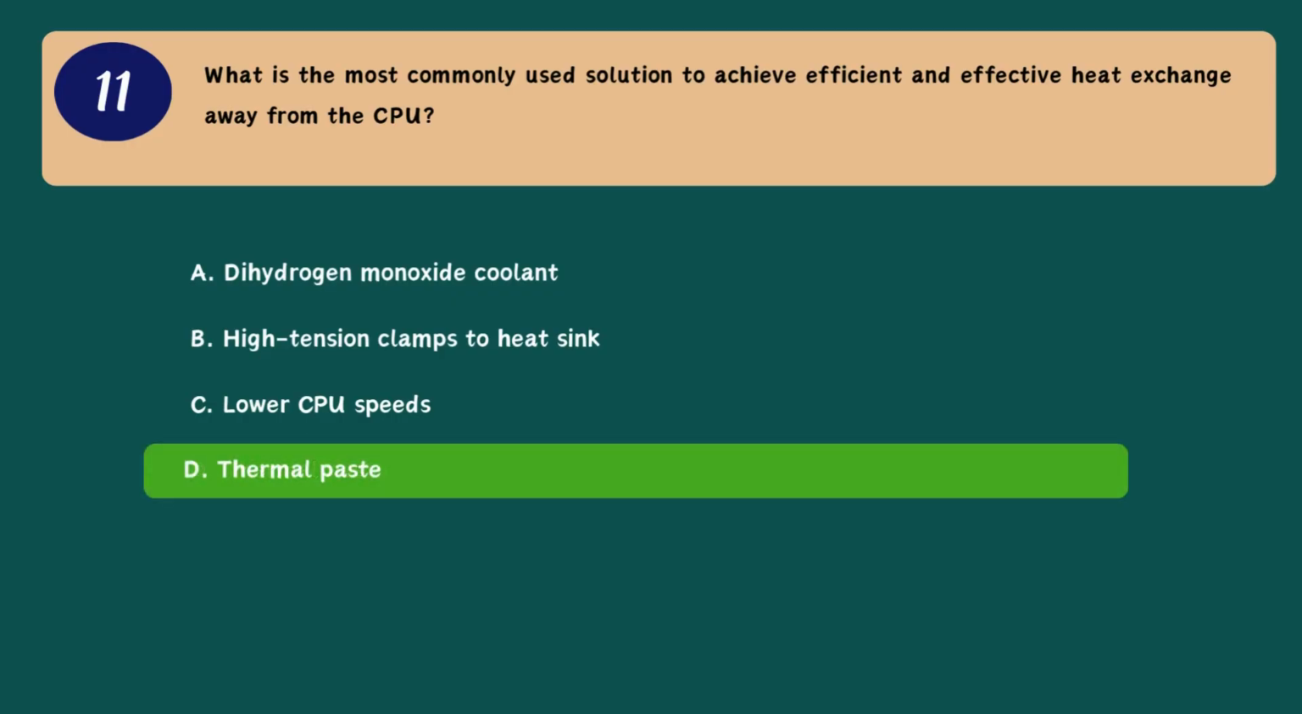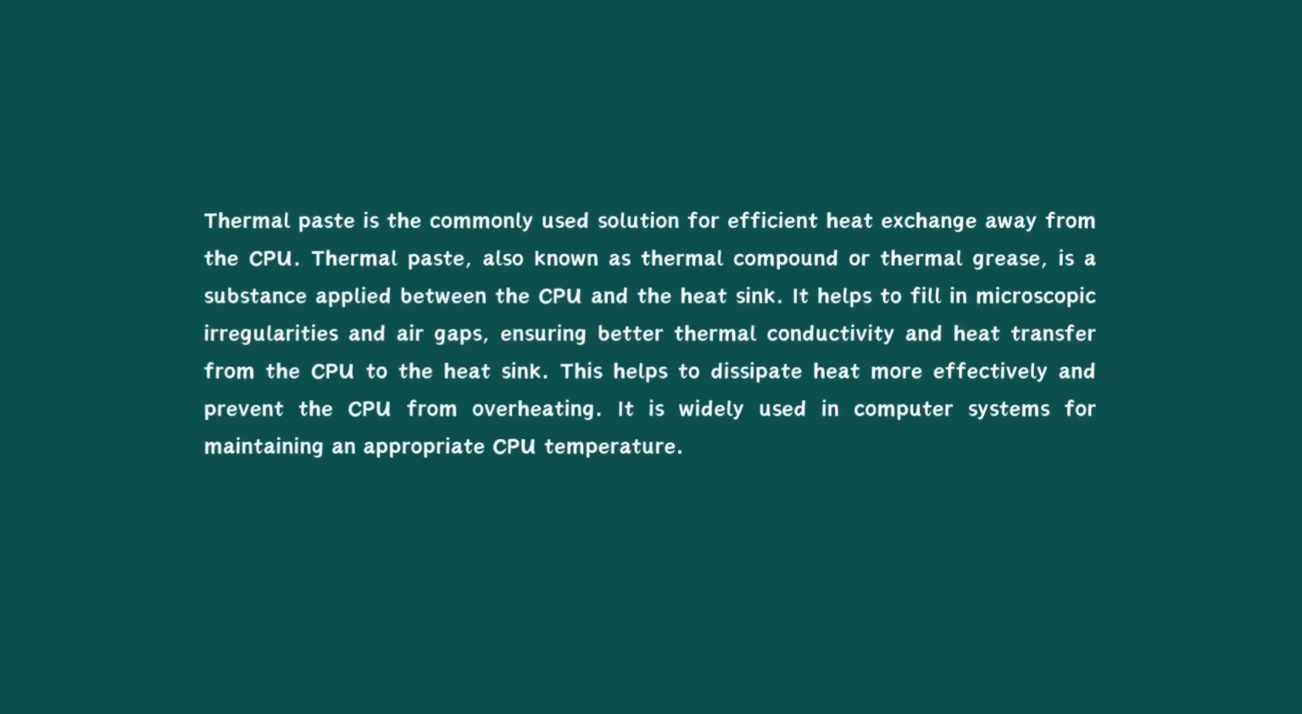Correct answer. D. Thermal paste. Thermal paste is the commonly used solution for efficient heat exchange away from the CPU. Thermal paste, also known as thermal compound or thermal grease, is a substance applied between the CPU and the heatsink. It helps to fill in microscopic irregularities and air gaps, ensuring better thermal conductivity and heat transfer from the CPU to the heatsink. This helps to dissipate heat more effectively and prevent the CPU from overheating. It is widely used in computer systems for maintaining an appropriate CPU temperature.